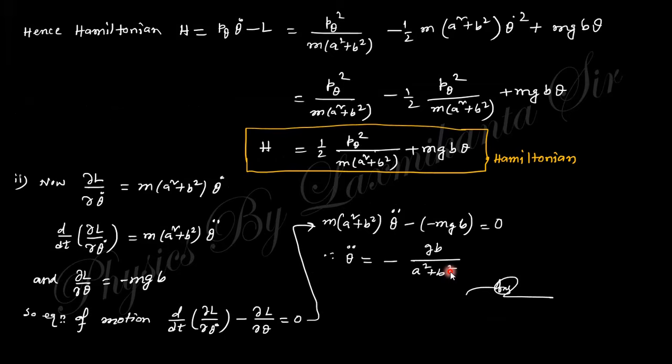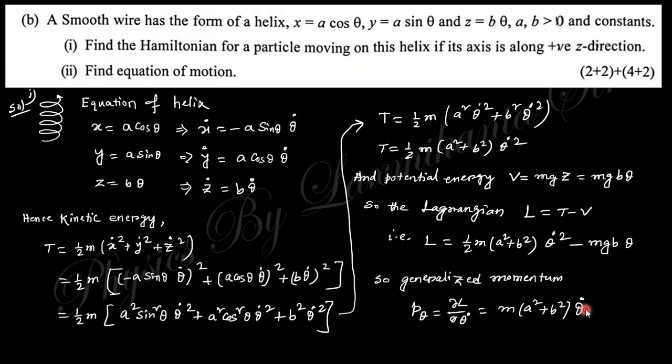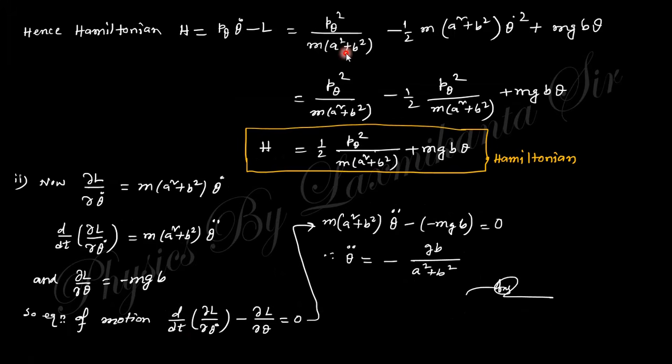After that we find out the Hamiltonian. The Hamiltonian H equals the summation of p_k q_k dot minus L. Here there is only one variable, that is theta. That's why the summation over k has only one term, that is theta. So this is p theta theta dot minus L. Put in this value of theta dot from here, you get theta dot equals p theta divided by m times a square plus b square. Putting this value, you will obtain this expression of the Hamiltonian.